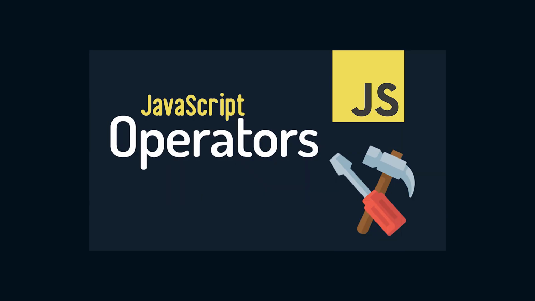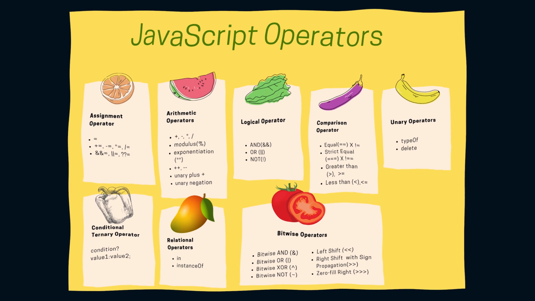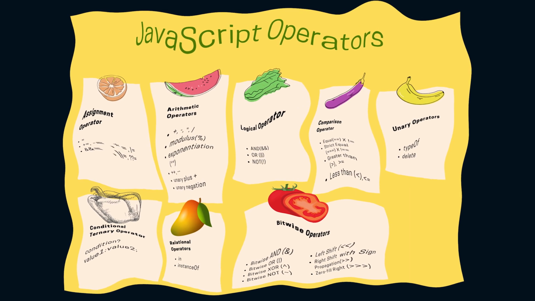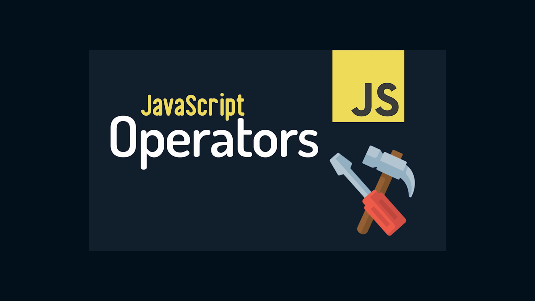In this session, we will discuss all about JavaScript operators with practical examples. Here we also discuss operator precedence with associativity. I am sure this tutorial will help you to thoroughly understand JavaScript operators. So please watch till the end of the video.